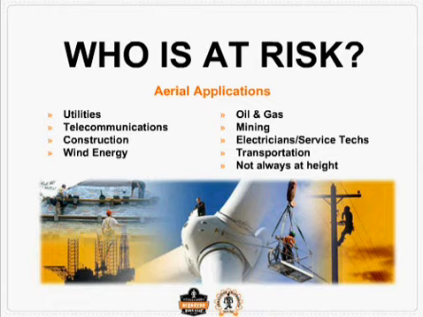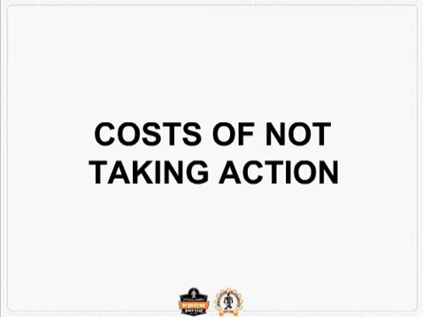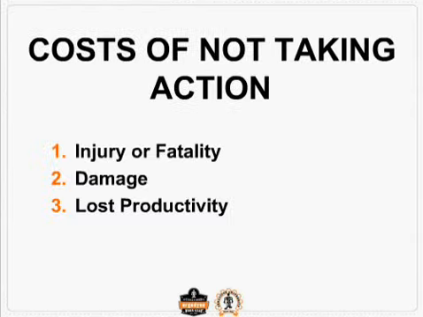So what are the costs of not taking action then? Well, the costs of not taking action really fall into three different categories. The first category is the most obvious, and that's potential injury or worse, fatality. The second category is damage caused to something other than the individual themselves. And then the third category is lost productivity. So let's take a look at each of these a little bit further.